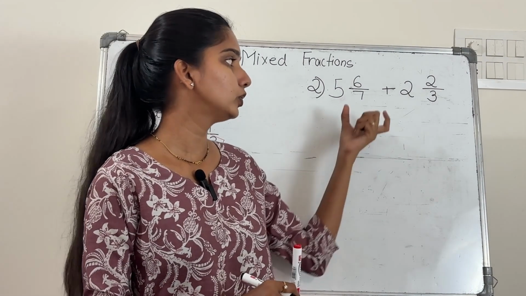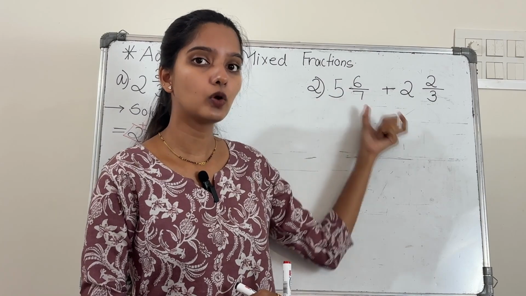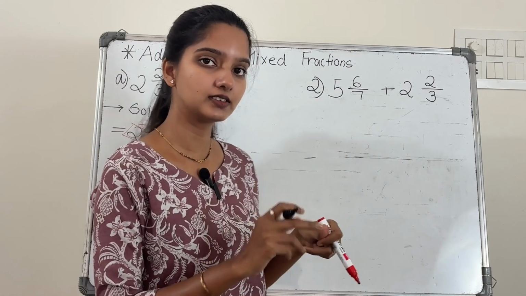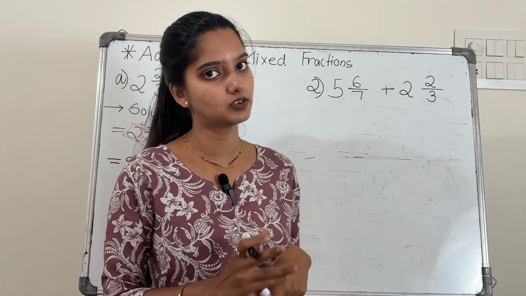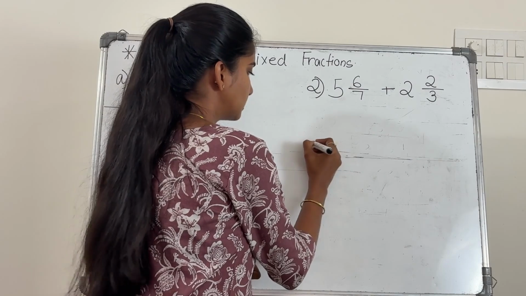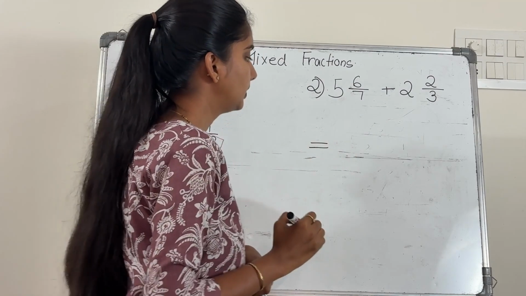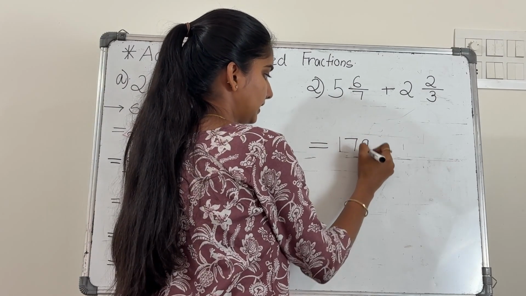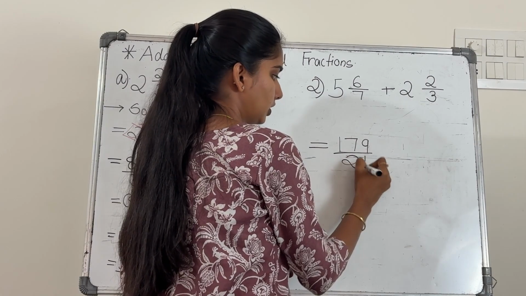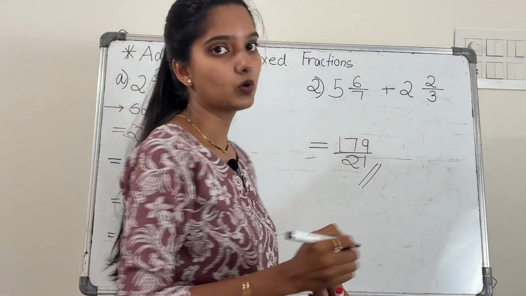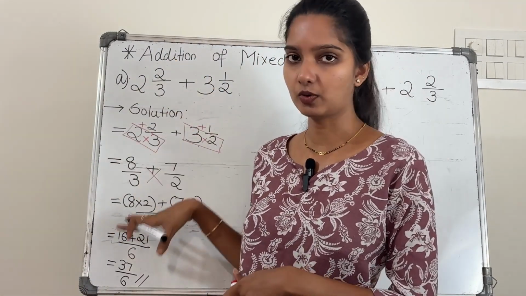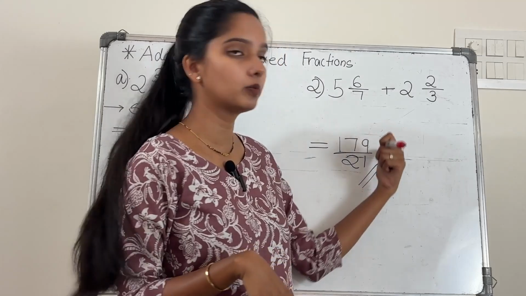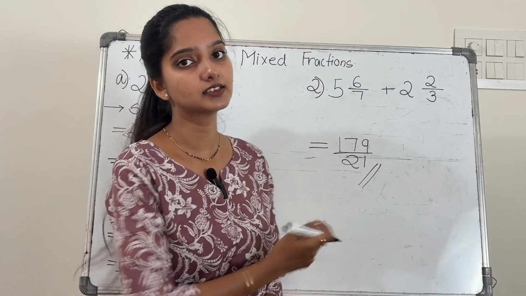Okay, so what you all can do, you all can try to solve this problem. Okay, I'll just give you all the answer and you all can cross check if you're getting the same answer or not. Okay, so the answer of this should be 179 upon 21. Okay, so just like how I have solved this problem, similarly try to solve this problem and just check if you are getting this answer or not.